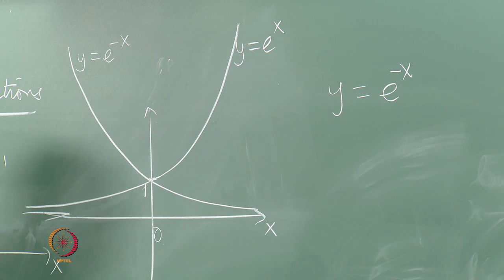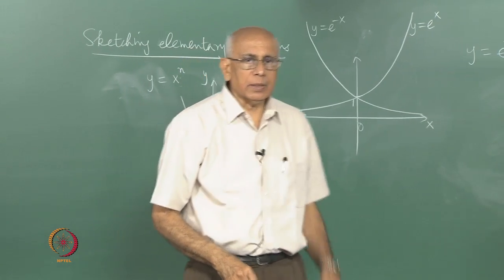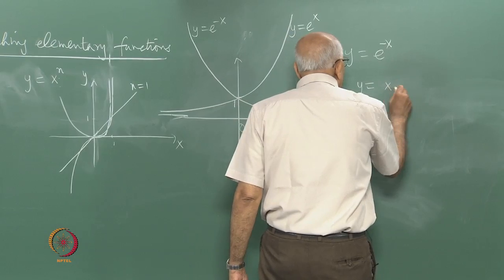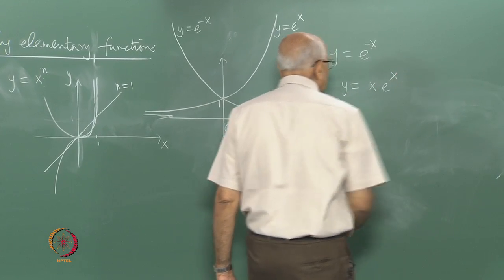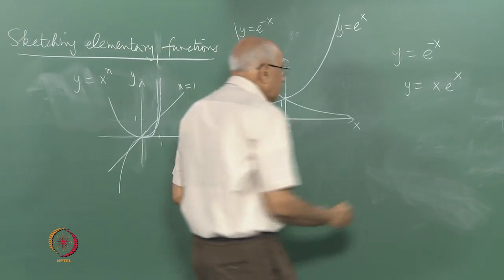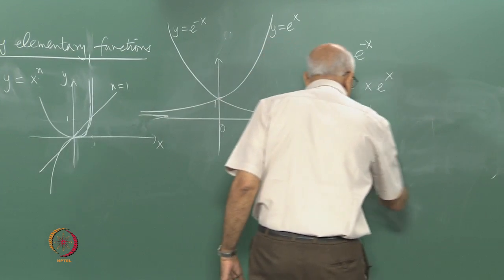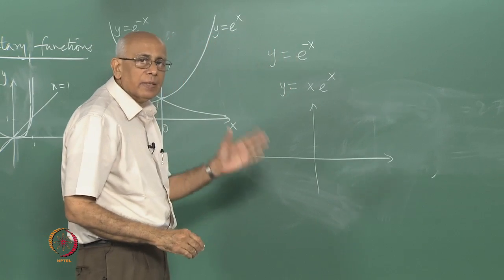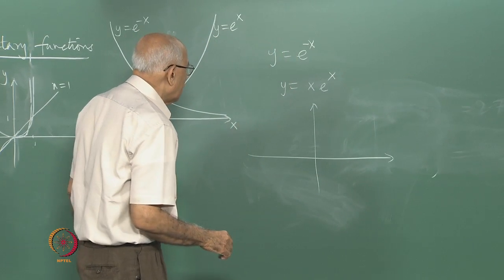Okay. Now we ask a little more complicated question. What does the function y equal to x e to the x look like? What does this look like? Okay. Once again, the argument is as follows, and let us plot it for positive values of x so that you can see what is actually happening.